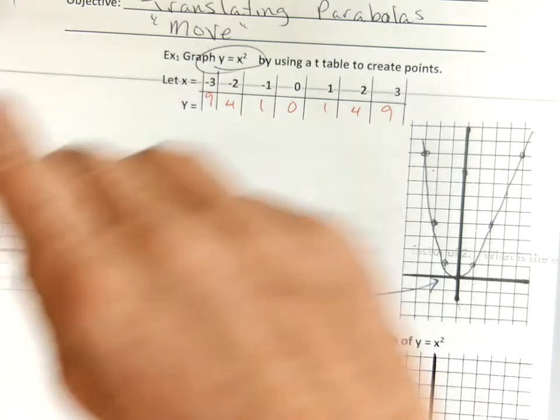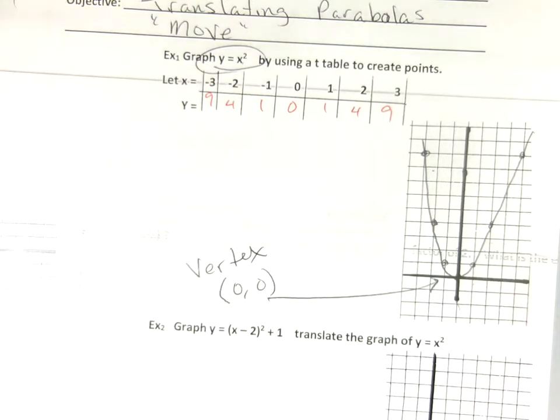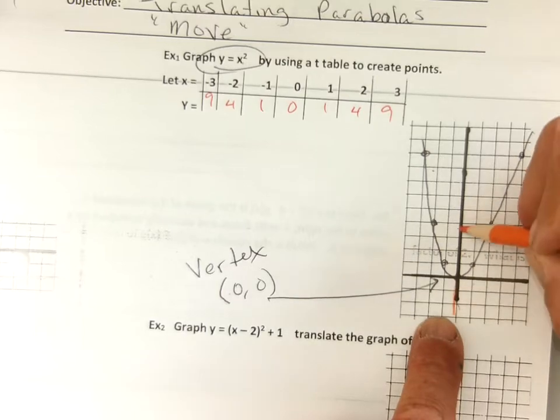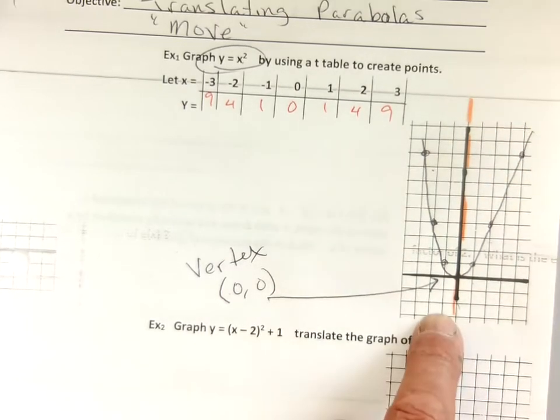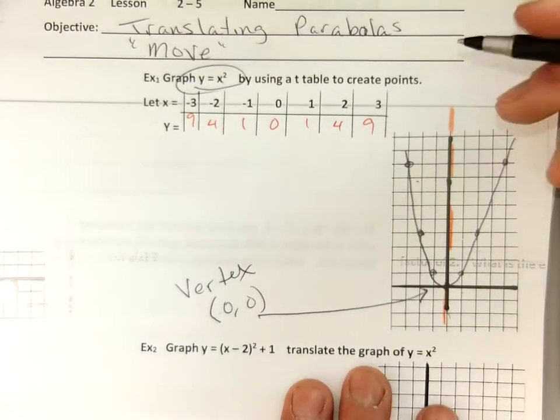It also is symmetrical, meaning that we can cut it in half, right? I can cut it straight down the middle. It is symmetrical. So I can put this line right in the middle. That's called the line of symmetry.